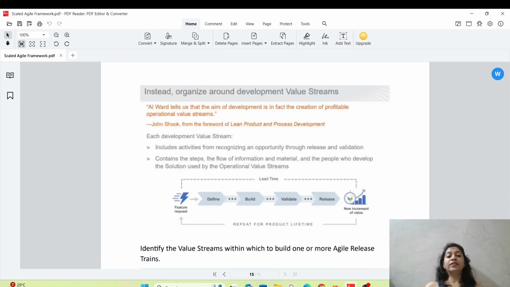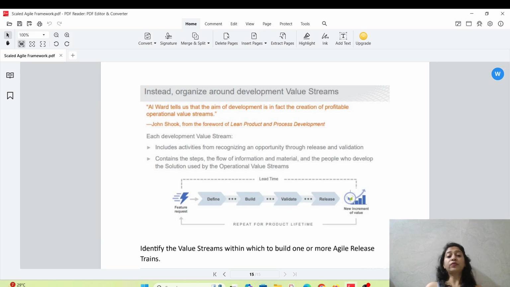Let's see. Instead, organize around development value streams. What is a value stream? You can see in the diagram, that is feature request comes, then we define, build, validate, and release, and now again an increment of the value. This is called incremental development, that is the value stream.